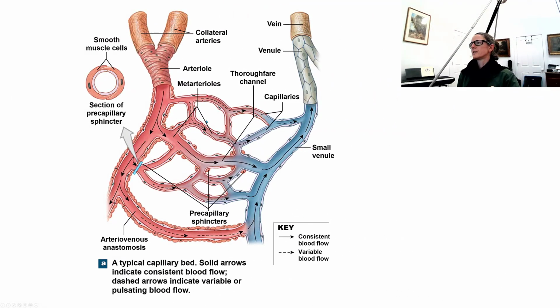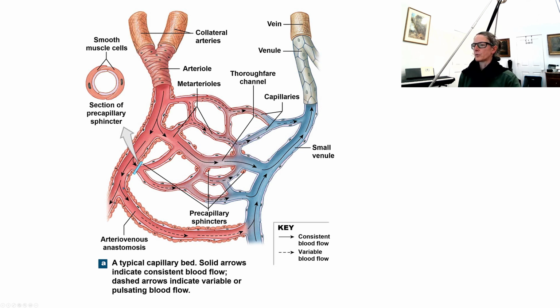So revisiting this diagram of the capillary bed, once again, we can see the major components of the capillary bed. So we've got our thoroughfare channel. We've got things called metarterioles, and these are the ones that have the capillary sphincters and the precapillary sphincters. They're going to control the blood flow into the capillaries. So they're going to be the ultimate determining factor in the perfusion of the capillaries.